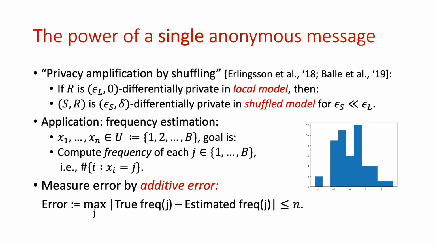So here, the universe is the set of integers from 1 to b, and the goal is to compute the frequency of each element j from 1 to b, namely the number of users i such that x_i is equal to j. And we measure the error for frequency estimation by additive error. So it's the maximum over all j of the true frequency of j minus the estimated frequency of j by the algorithm, and we take the absolute value of that. So this is an integer between 1 and n.